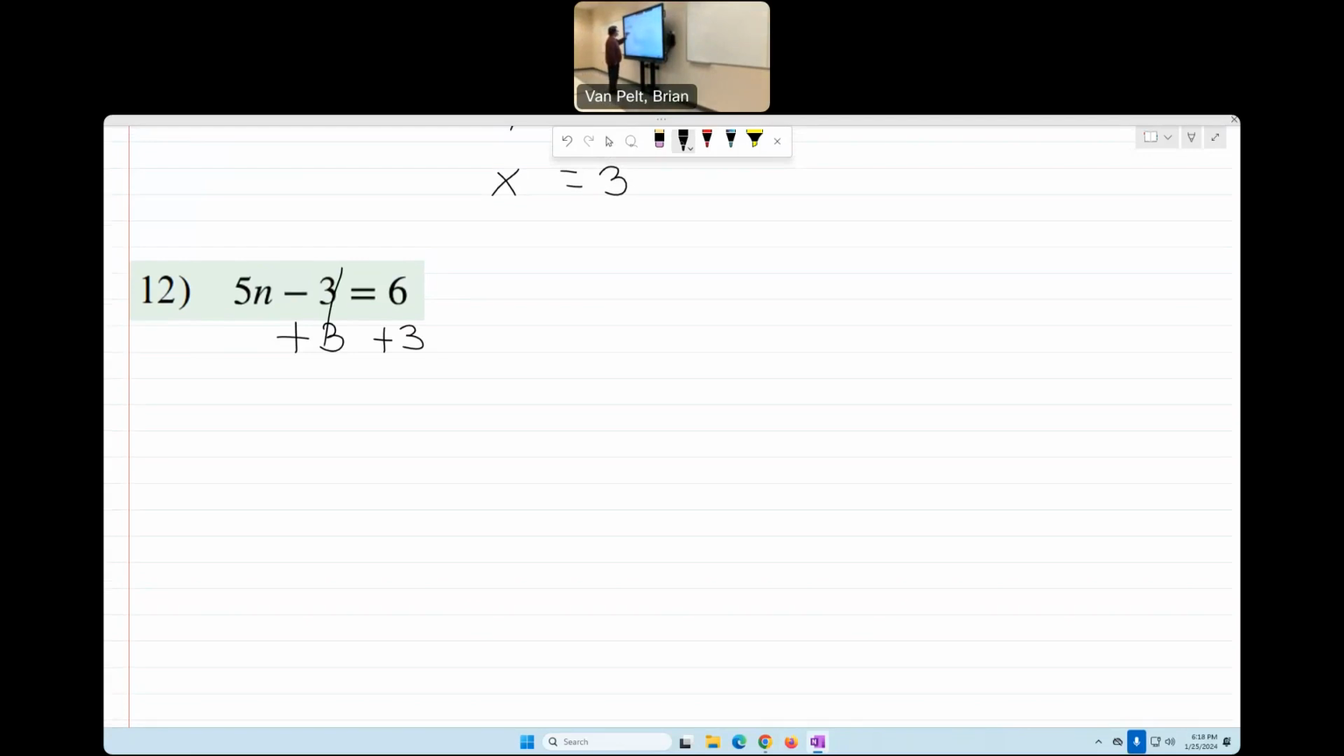Let me bring down this equals. I get a 9 on the one side, and on the left, I get 5n. Now, what's going on between 5 and n? What technically is the operation there? 5 times n. So what's the opposite of that? Divide now.